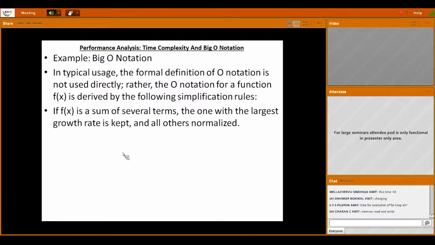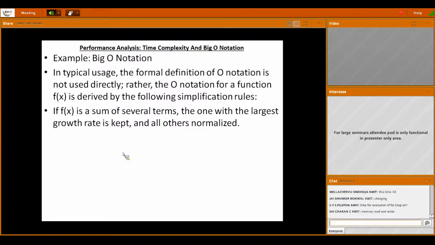Fx is the sum of several terms. Those several terms, you have to reduce into some mathematical expression. Fx is the sum of several terms. The one with the largest growth rate is kept and others are normalized. What do you understand by normalized?